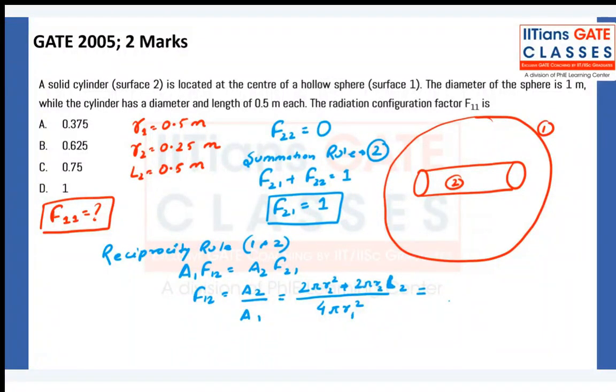It is 3 by 8. Let me check. Yes, it is 0. Why did you say that? It is inside the body, right? It is not two concentric cylinders. It is inside the body. The whole cylinder is enclosed by a sphere. Okay, Sai?